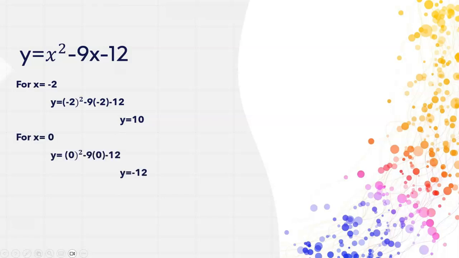Or maybe you want to find when x equals 0. You're still following order of operations, y equals -12. Or for positive 2, for x, you're finding that y equals -26.